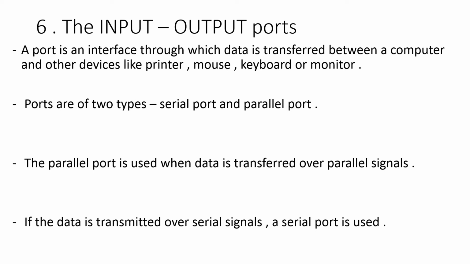That time the printer is using which port? The parallel port. Now, when data is transmitted over serial signals, a serial port is used. What is the example of the serial port? When you give input to the computer using a mouse, on one click one file opens, on the second click another file opens. Like that you are giving input to the computer serially. That means the data is transmitted from the mouse to the computer over serial signals.